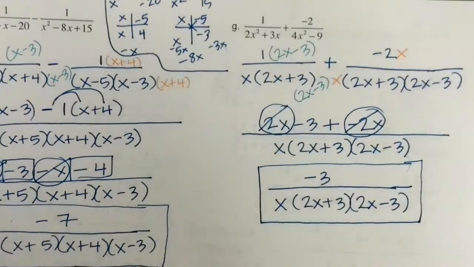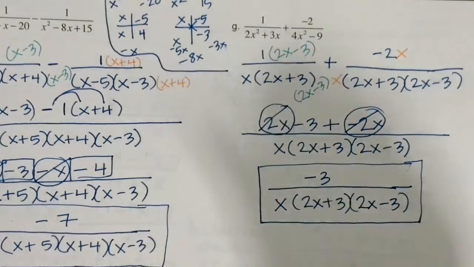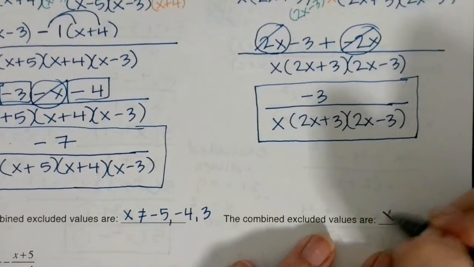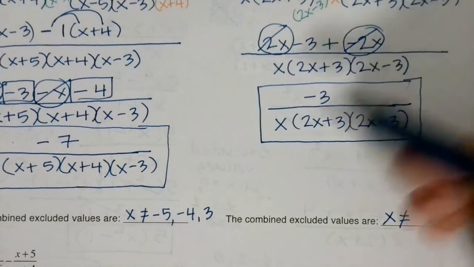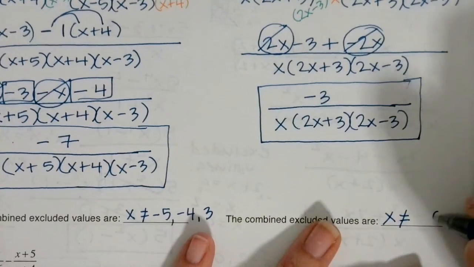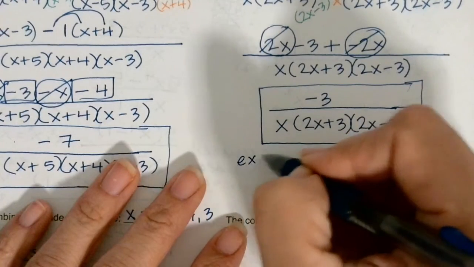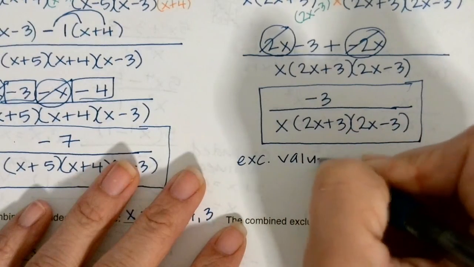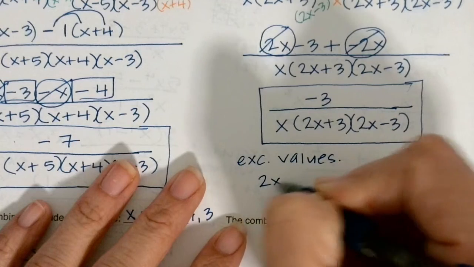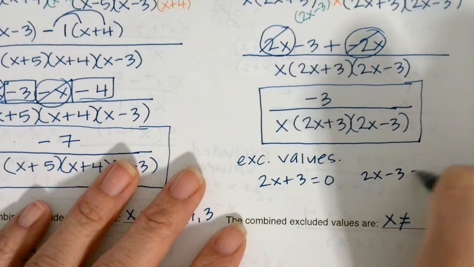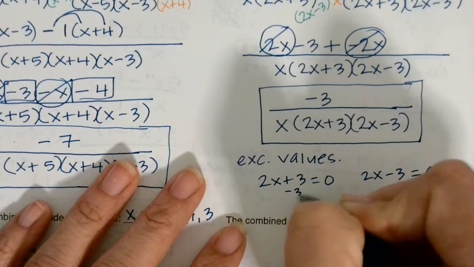And then the last thing I have to do is get the excluded values. So we're all very comfortable with that right there. So we have x cannot equal, and there's going to be 0. It's going to go in the middle. But what about the other ones? So if you're going to do your excluded values and you're not sure, if you can't do it in your head, we always have this fallback plan of setting each one of those factors equal to 0 and then just doing the math.